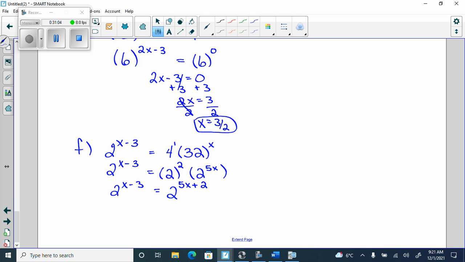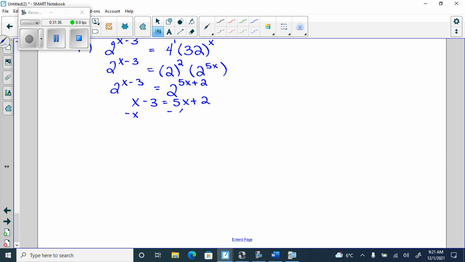So what can we do next now? Set the exponents equal, because we have 2 to the something equals 2 to the something. The only moment you are allowed to set your exponents equal is when you have one base to an exponent equals one base to an exponent. If you have 2 bases, you can't do it yet. People will try and do it here. You can't. You have 1 base exponent, then you can do it. We agree? Okay. So now we have x minus 3 equals 5x plus 2.